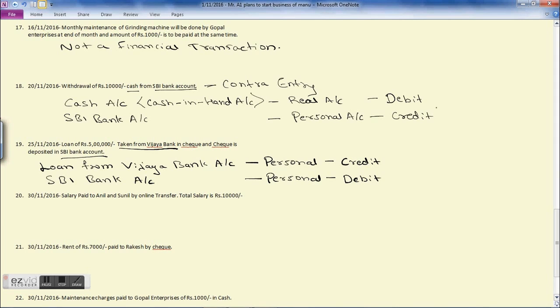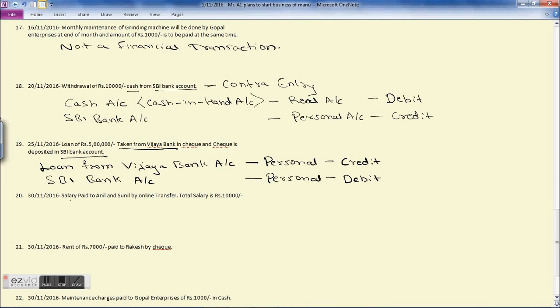Transaction number 20. Okay, now see the date of transaction. We are at the month end. Okay, 30/11/2016. Salary paid to Anil and Sunil by online transfer. Total salary is how much? 10,000 rupees. Okay, so now we are at a month end. We had employed two employees, Anil and Sunil, on 1st of November. Right now, as of 30th, there is an obligation to pay. So we will pass an entry for salary paid to Anil and Sunil.